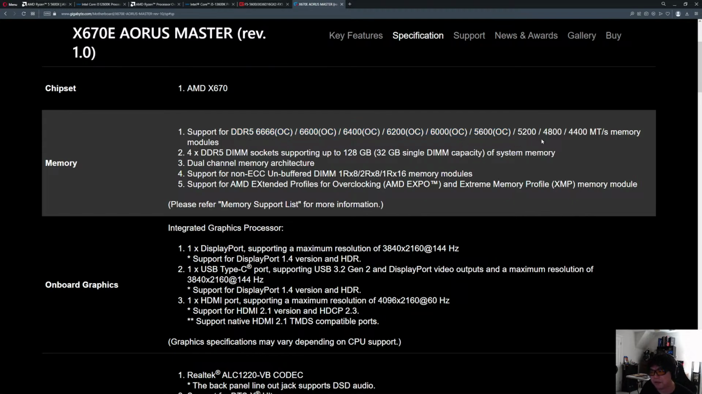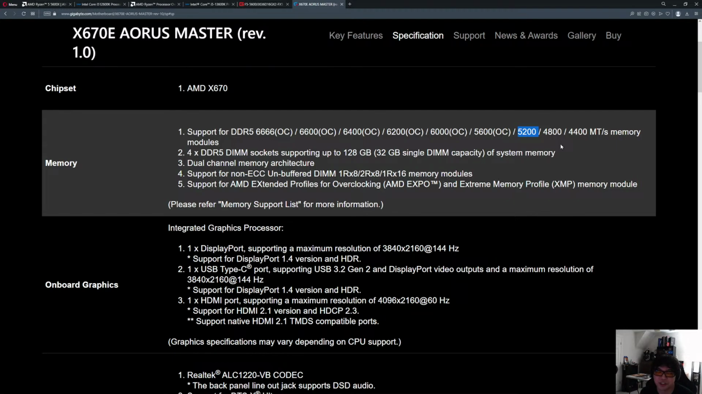But for the example with the 5200, notice how 5200 doesn't have an OC next to it. That means Gigabyte and AMD do not consider this out of spec. This is considered within spec. So you can run 2 DIMMs of either 16 times 2 or 32 times 2, and you'll be totally fine with 5200. If you want to do 64, you want to do 2 sticks of 32. You don't want to do 4 sticks of 16.